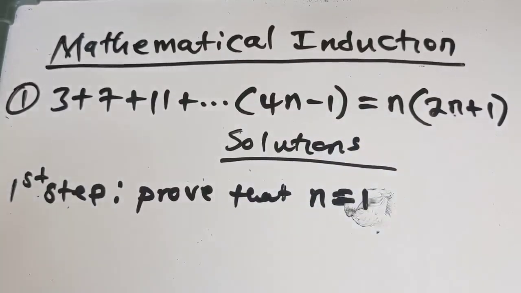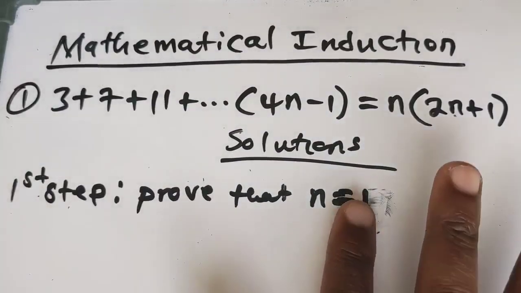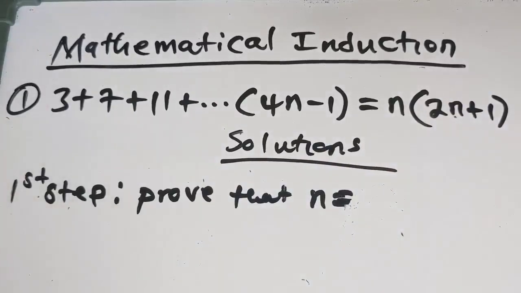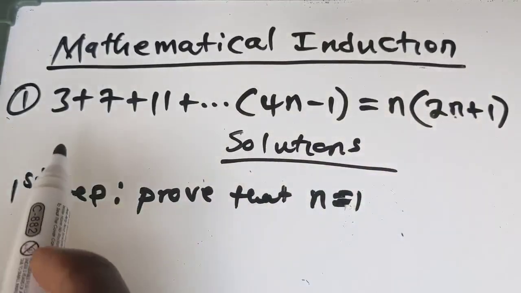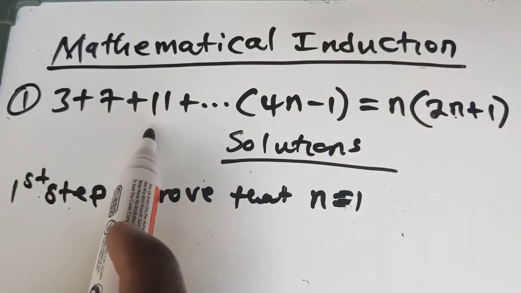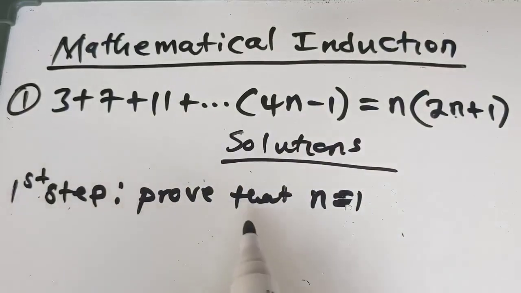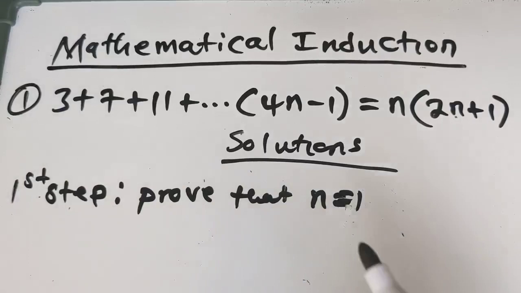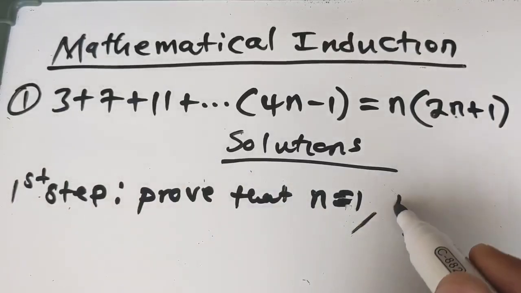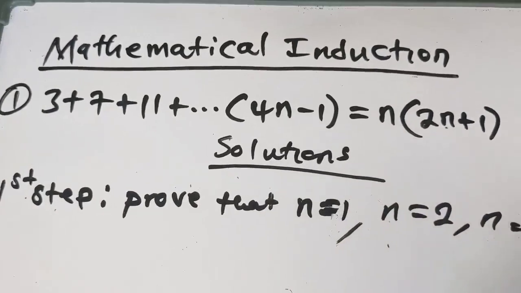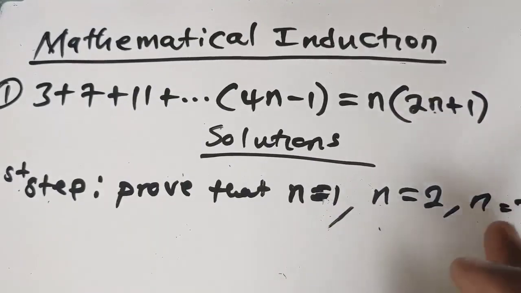So n is the number of terms. N denotes the number of terms. This is term 1, term 2, term 3, going that side, like that. So the first step that you need to do is to prove that n is equal to 1, or it might be n is equal to term 2, n is equal to term 3, like that, or any other term that you are given.